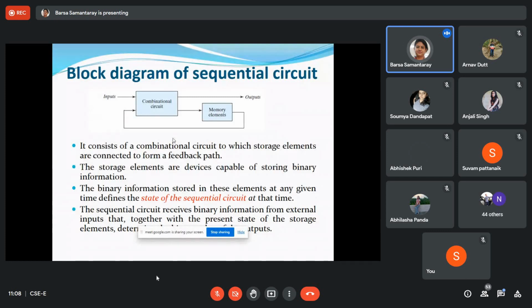But if the present output depends upon the present input as well as the past output, then that is known as a sequential circuit, because using a sequential circuit we are doing the operation in a particular sequence. The sequence may be, suppose, 0, 1, 2, 3, 4, 5. We are using a counter, so after 0 it should count 1.